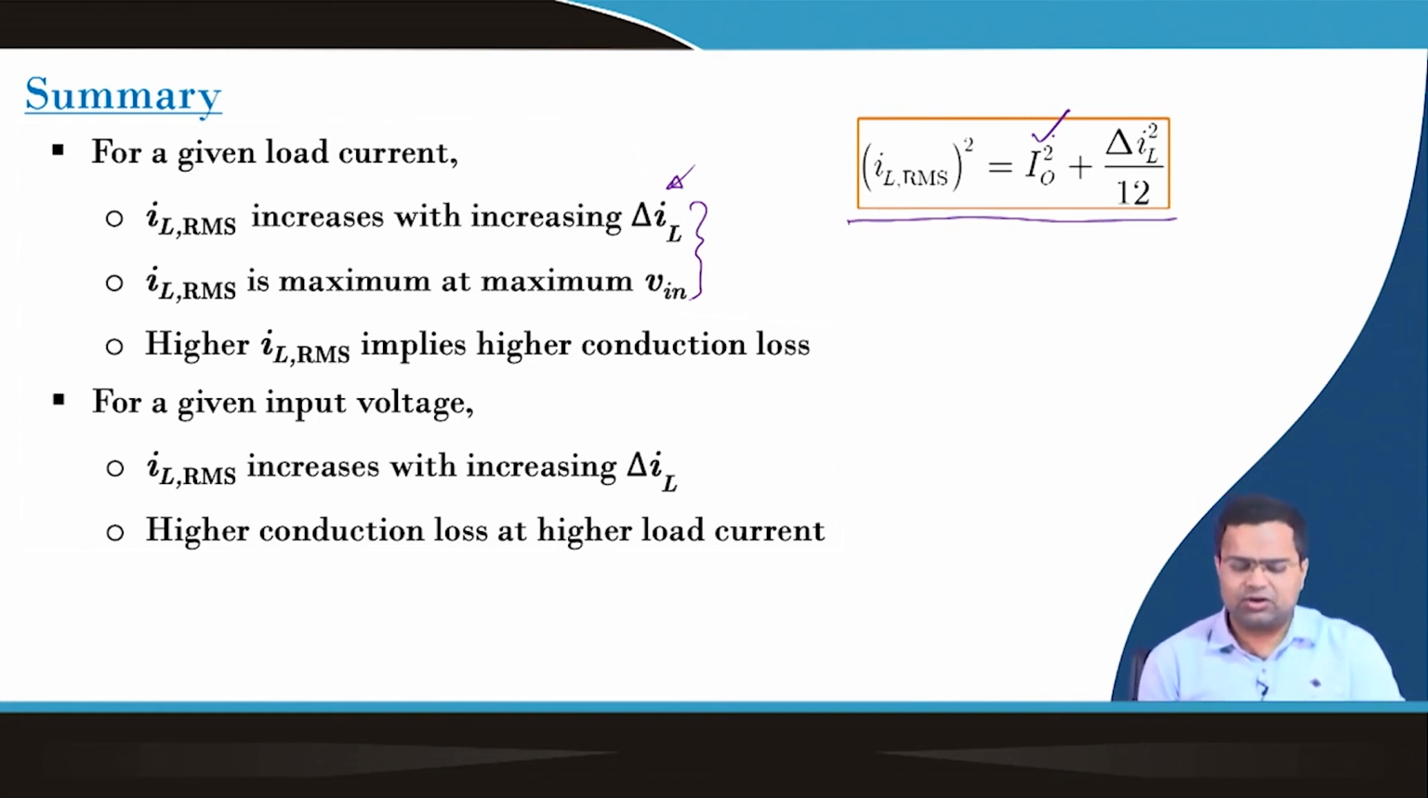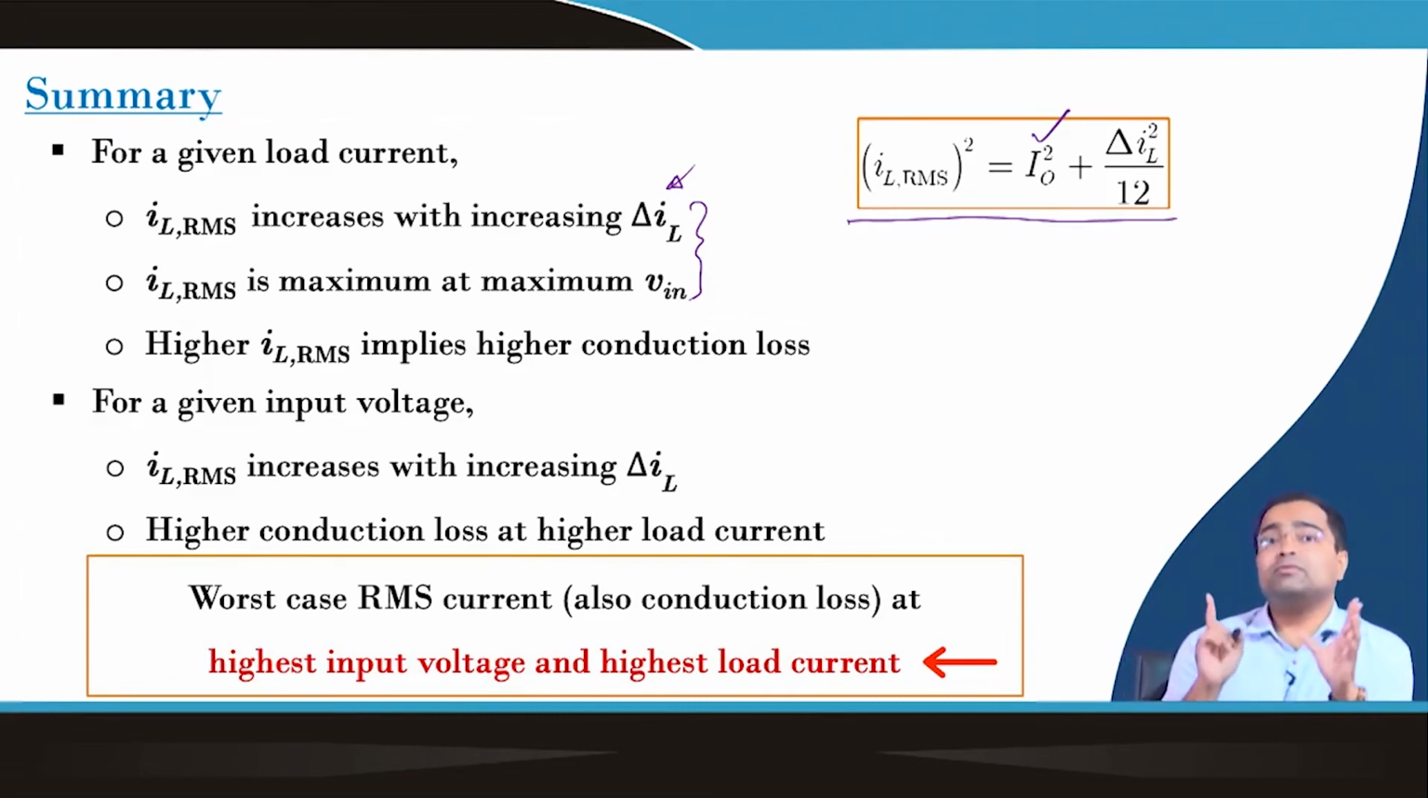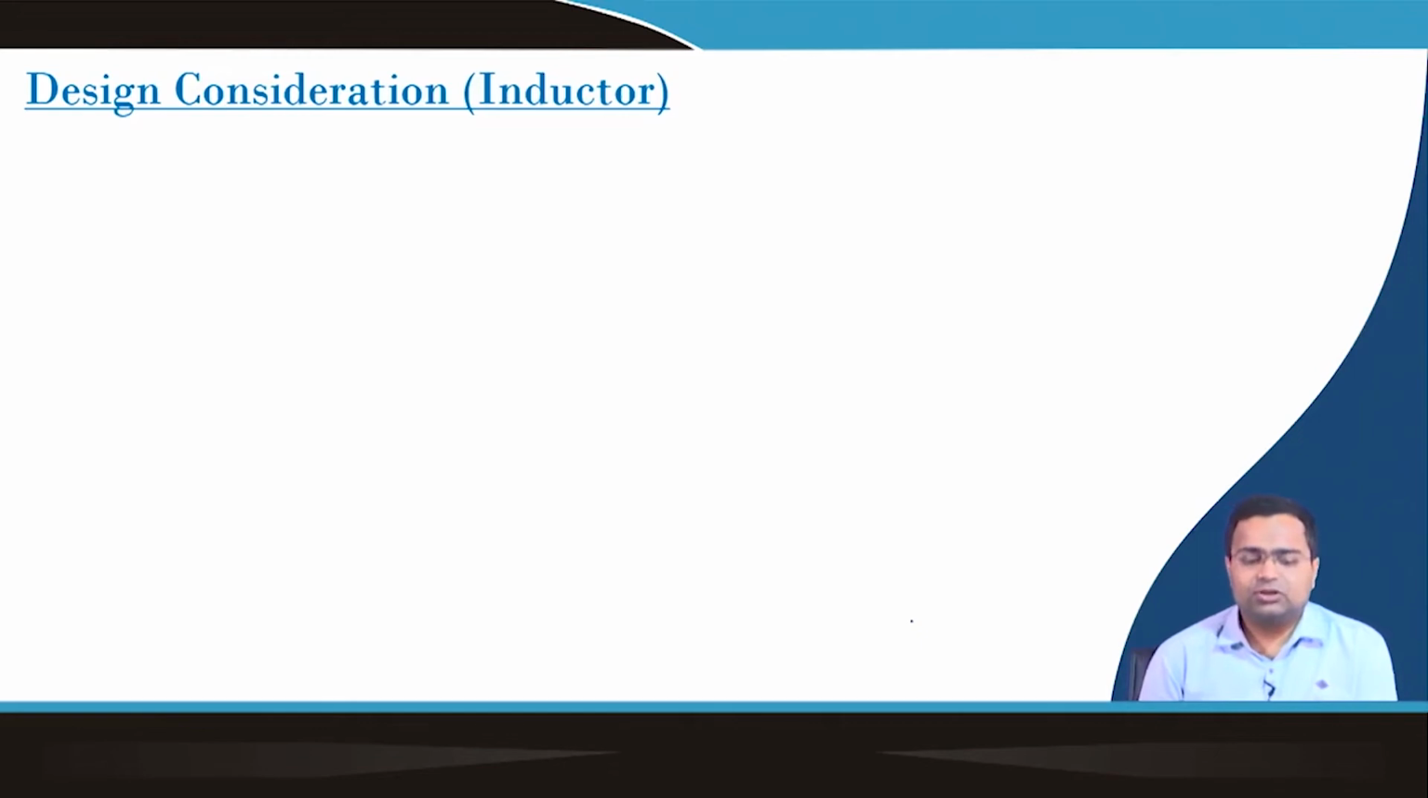So, there is higher conduction loss at higher load current, and the worst case RMS current will be at the highest input voltage and the highest load current condition. So, that is the worst case condition for the RMS current, and this is also important. That means, at this condition, our conduction loss will be maximum. So, that is the design consideration; we understood the RMS quantities.